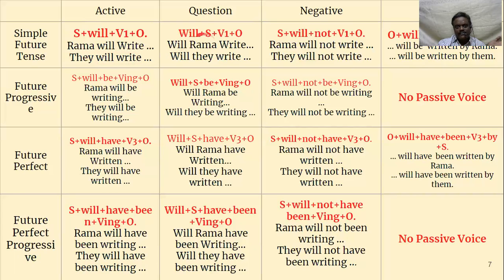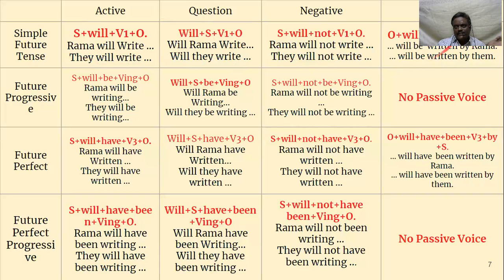In question, we don't need to worry because we have a helping verb. That helping verb has to be brought forward. So, will Rama write a letter? Will they write a letter? In the same way, in negative, since the helping verb is already there, Rama will not write a letter, they will not write a letter.